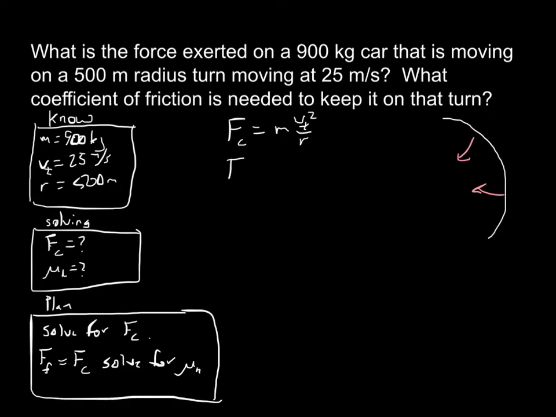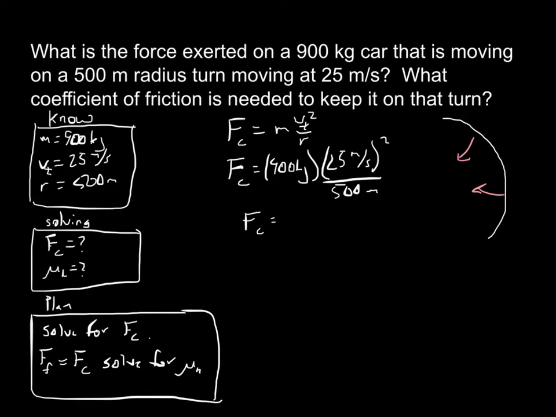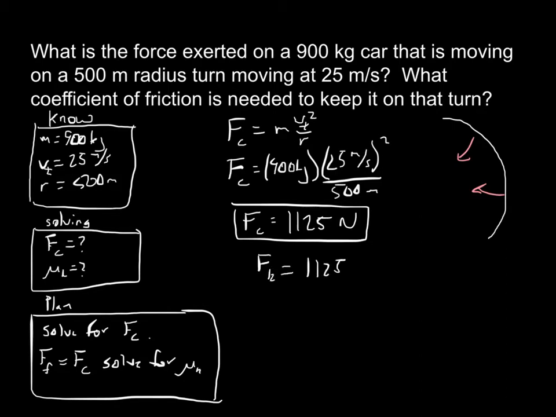So solve for centripetal force. Well, we have a 900 kilogram car moving at 25 meters per second squared divided by our radius of 500 meters. So our centripetal force equals 1,125 newtons. So that's answer 1. That solves for centripetal force. And then we also said that our centripetal force was equal to our force of friction. So our force of kinetic friction in this case is going to equal 1,125 newtons.